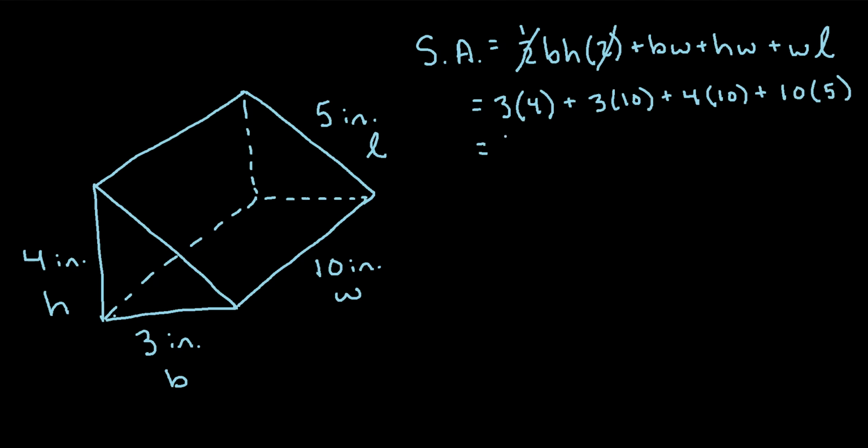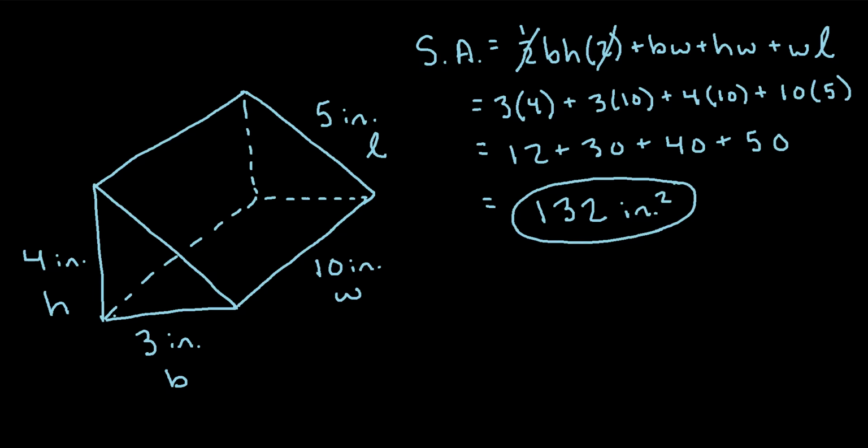Okay, let's see what we get. 3 times 4 is 12, plus 3 times 10 is 30, plus 4 times 10 is 40, plus 10 times 5 is 50. So we get 12 plus 30, that's 42, plus 40 is 80, plus 50 is 132. So we get 132, and remember the units we're working in are inches, so we'll say inches squared, since we're talking about surface area. So this is our final answer. The surface area of this triangular prism is 132 inches squared.